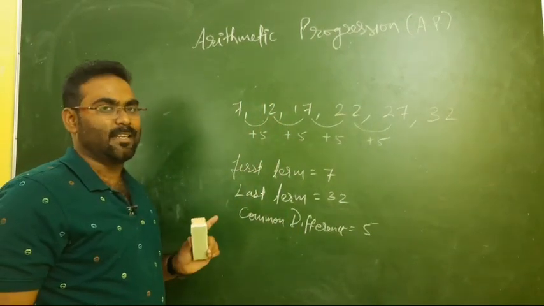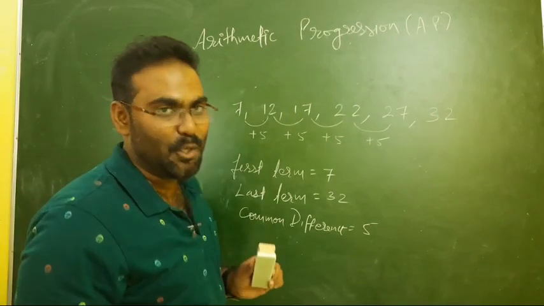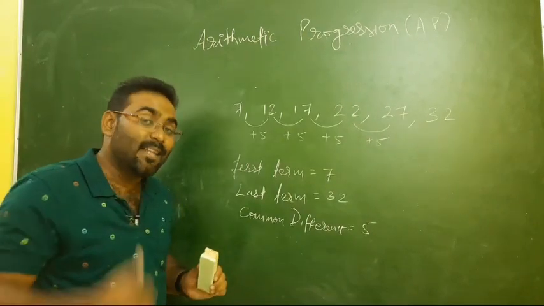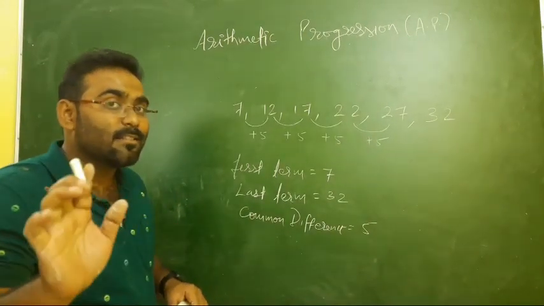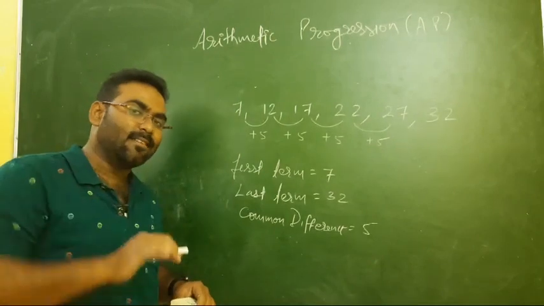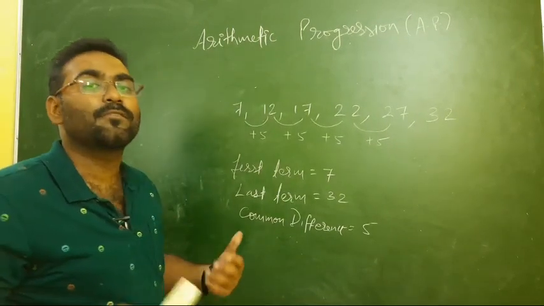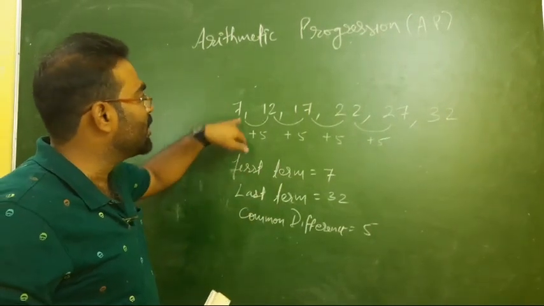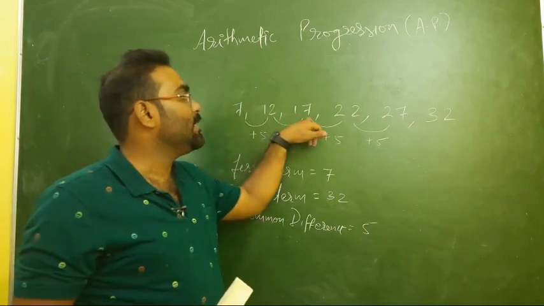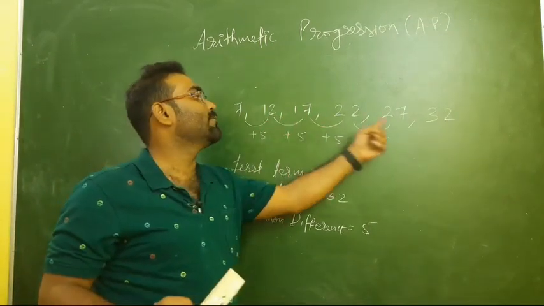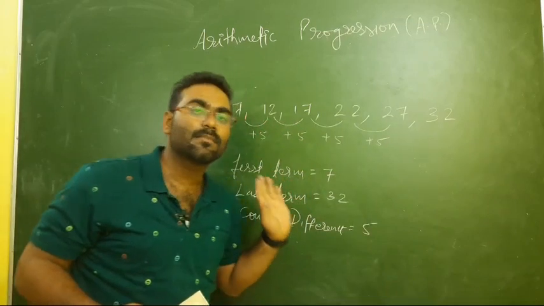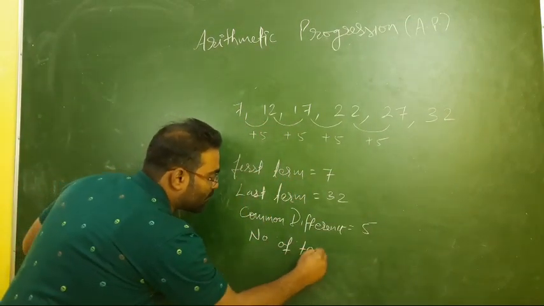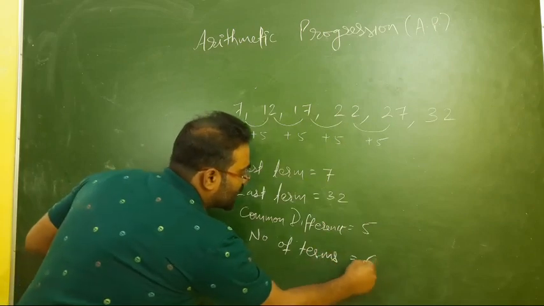Only one term is left. You have to be patient with me. The last terminology that you have to understand is the total number of terms in the series. So let's count the total number of terms in the series: 1, 2, 3, 4, 5 and 6. Is it so? 6 terms? So the number of terms is 6.